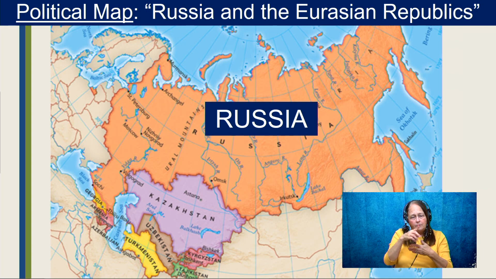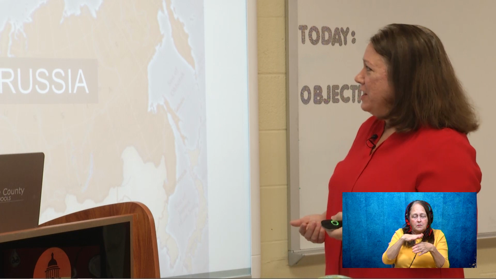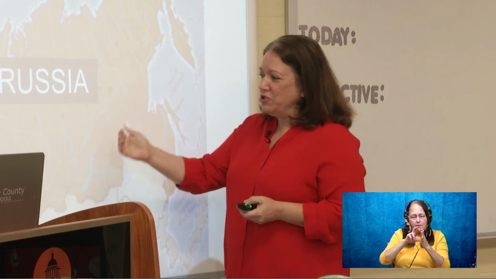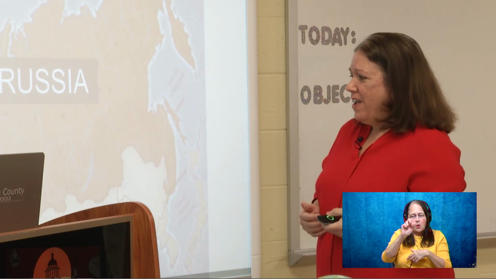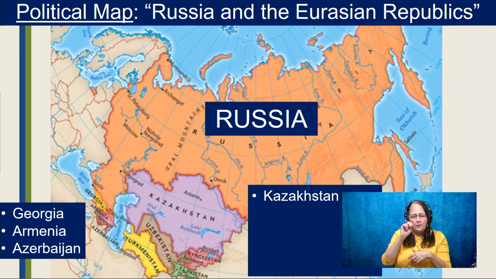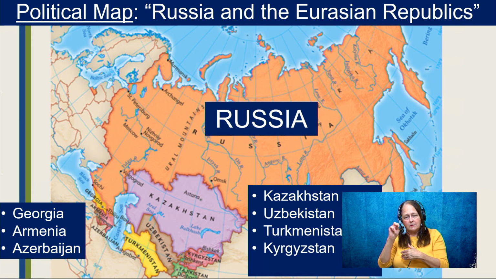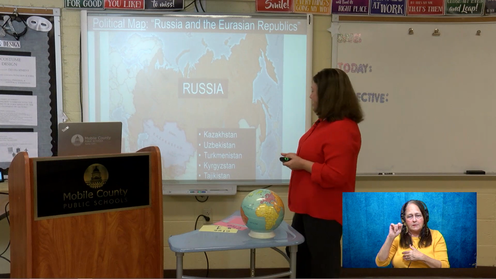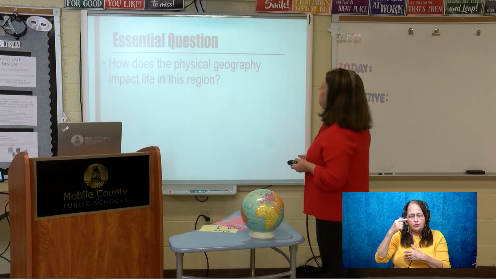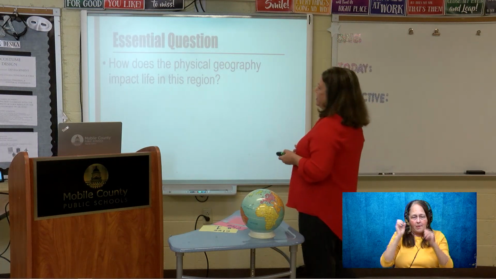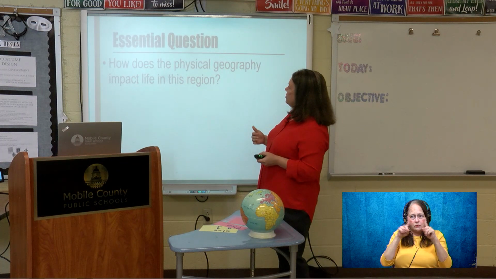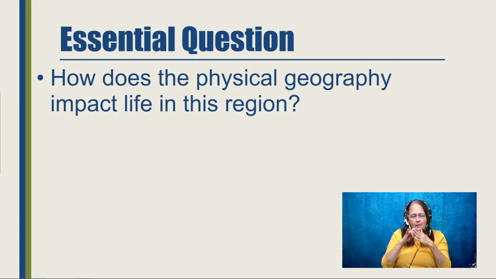Have you learned something today? Have you learned some locations of some countries? I sure hope so. Let's review. We've got Russia, we've got Georgia, Armenia, and Azerbaijan. We've got the Central Asian countries of Kazakhstan, Uzbekistan, Turkmenistan, Kyrgyzstan, and Tajikistan. And have we been able to answer this essential question? How does the physical geography impact life in this region? Think about that for a moment.